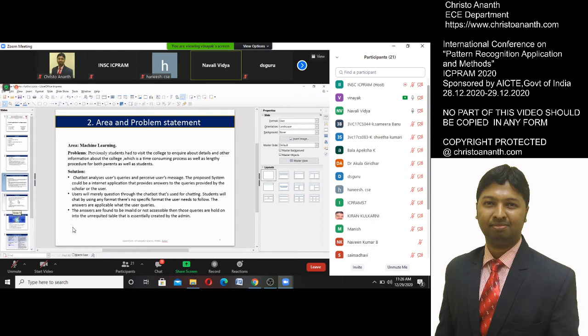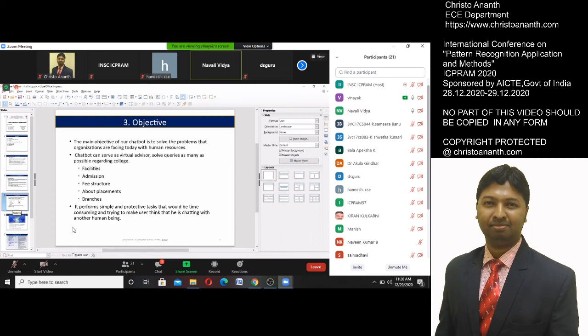This application is both time and money saving. Students can use this application anytime, even during college non-working days. Thank you. Anish, continue it further.